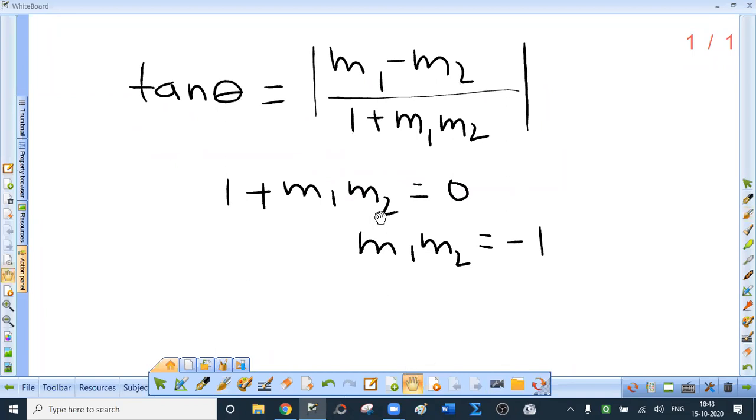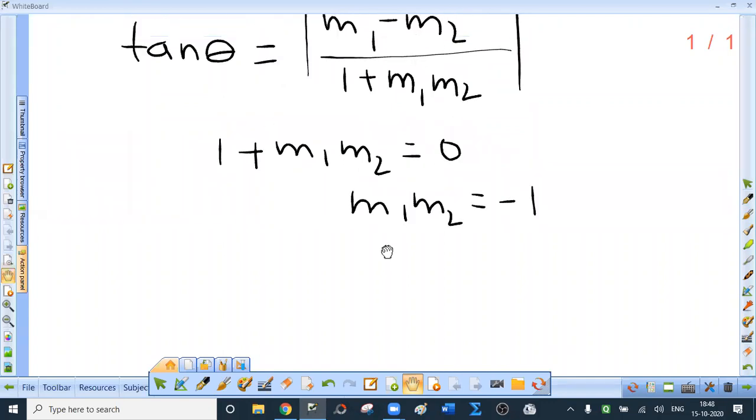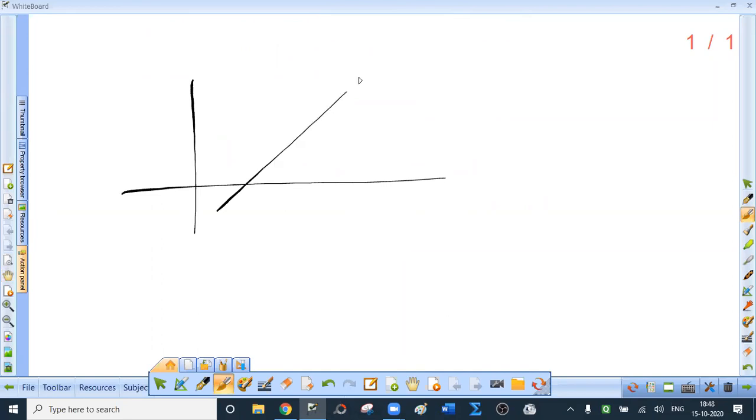Now some students may object: sir, you are saying that the formula for tan theta can be used if theta is not equal to 90 degrees, so how come you are using this formula and saying theta equals 90 degrees? Okay, no problem. I will use another method. Let me explain. See, this is theta 1, this is theta 2. Now these are at right angles. I hope you will agree with this.